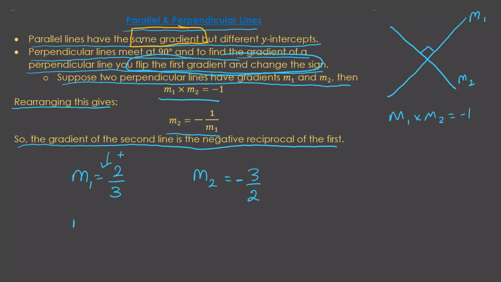Now in doing this, remember that whole numbers can always be expressed as fractions over 1. And so if you had a gradient of 4, m2 would be -1/4.